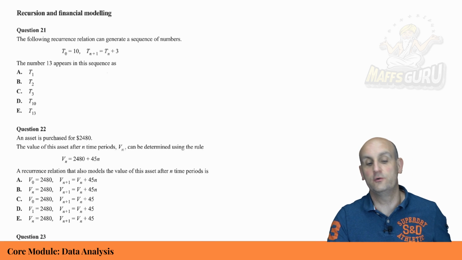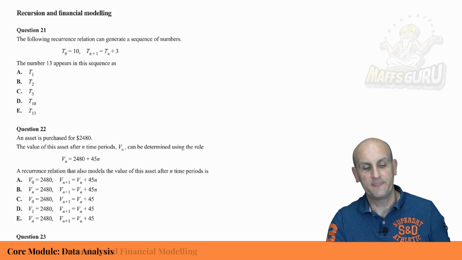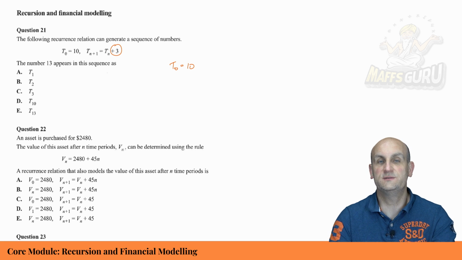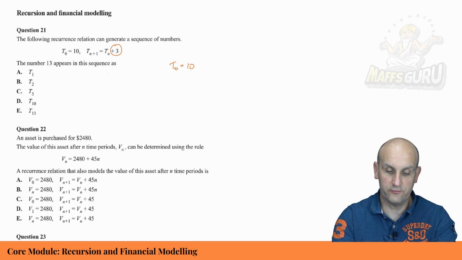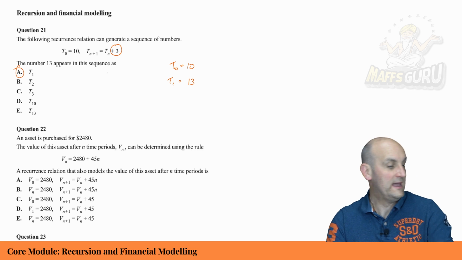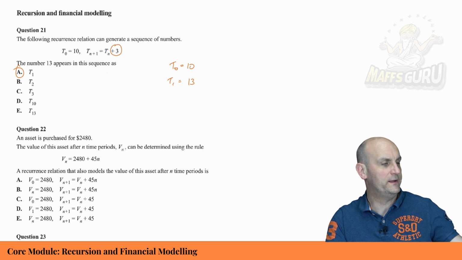Obviously, moving on to the next core module, recursion and financial modeling. The following are recurrence relationships. In this situation, we had T0 equal to 10, and our recurrence relationship said to get from one term to the next, add 3, which gave me T1 equal to 13. And because the question said the number of 13 appears as, I put A as my answer, and hopefully the correct answer.